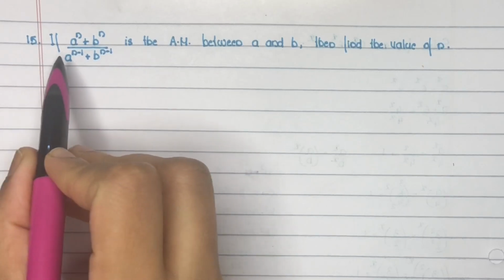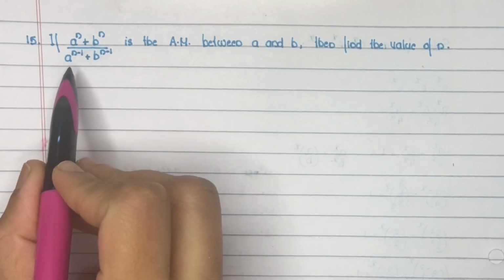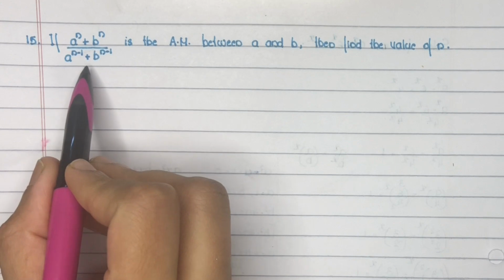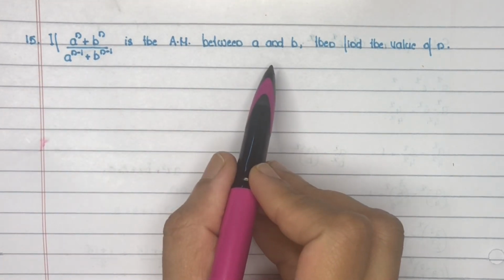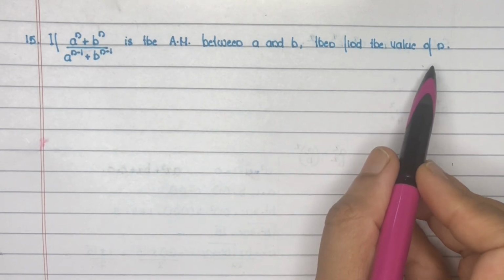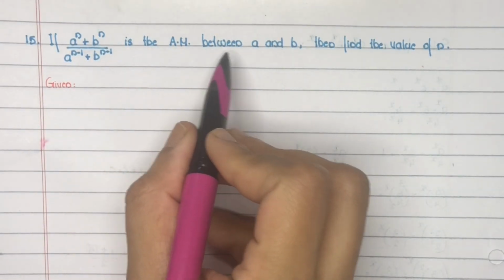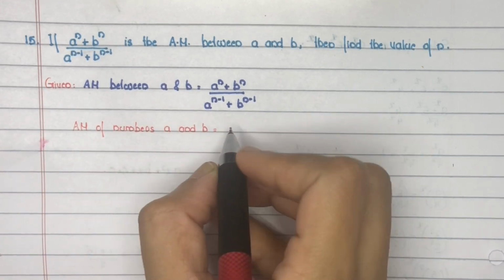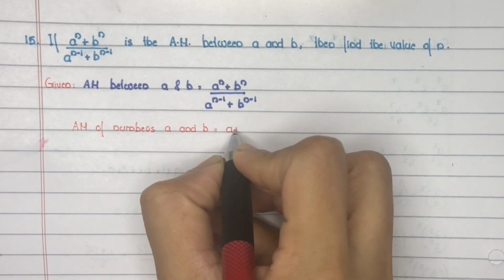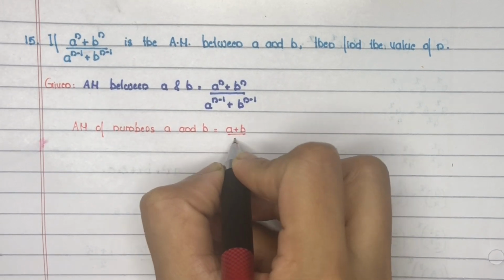Question number 15. If (a^n + b^n)/(a^(n-1) + b^(n-1)) is the arithmetic mean between a and b, then find the value of n. Given arithmetic mean between a and b. And we know that the arithmetic mean of numbers a and b is equal to (a + b)/2.